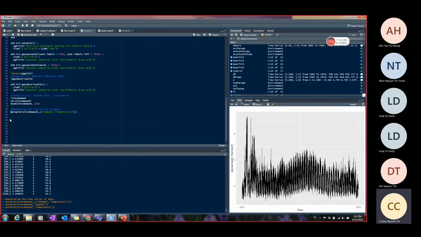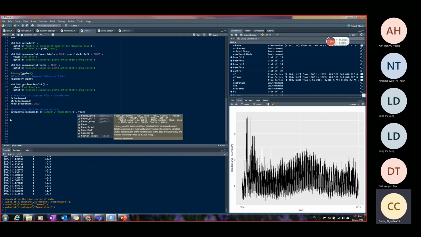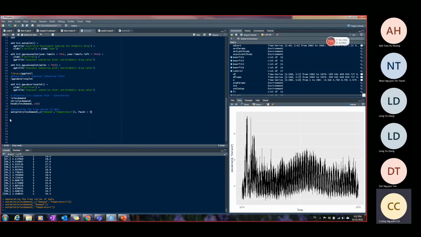So how are we going to solve the problem? That's very easy. For the autoplot, you can just put in facets equal to true.